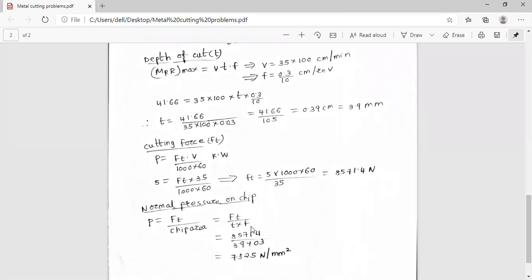In some of the objective or the particular GATE or competitive exams, all the data should not be used. He will try to confuse you. But this is only the academics. So whatever data you can use appropriately, you have to use in the formula. Ft already you have calculated. T is the depth of cut and F is the feed. So that is the problems.